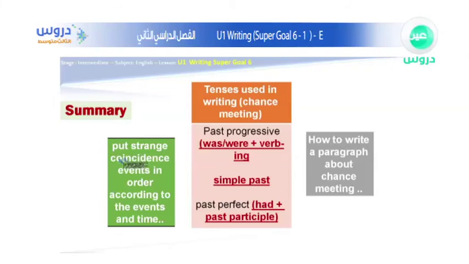This is the summary. Okay, we put strange coincidence events in order according to the events and time. Tenses used in writing chance meeting. For example, past progressive was or were with verb ing, simple past, and the past perfect had and past participle. The last thing, how to write a paragraph about chance meeting.